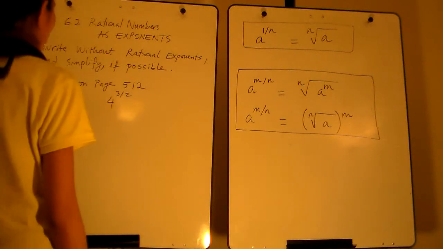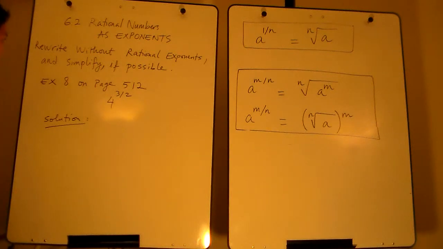Example 8 on page 512. Rewrite without rational exponents and simplify if possible. So we're given this expression with the rational exponent 3 divided by 2. We're asked to rewrite this expression in a form that has no rational exponents.